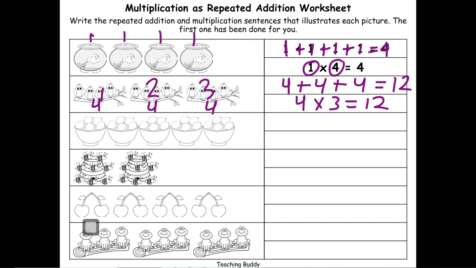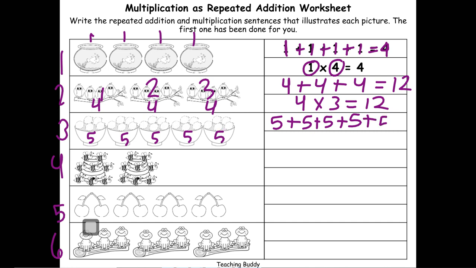Last one we're going to do together, and then you're going to try on your own. So in my bowl of lemons on number 3 here, I have 5 lemons. So I'm going to write this one down. So 5 plus, for this one, 5 plus, for this one, 5, 5, oh, and I still have one more bowl, 5.